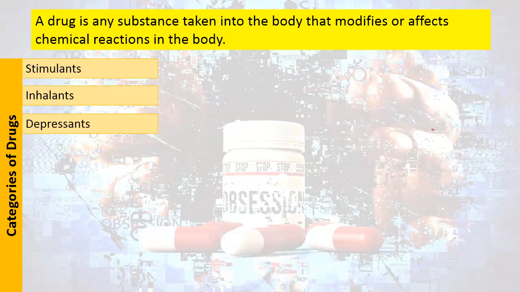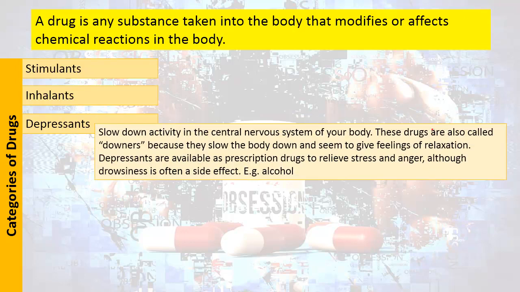A third category is depressants. Again, as the name suggests, these slow down the activity of the central nervous system. So they actually give you a feeling of relaxation. The opposite of uppers, stimulants, which give you a sense of energy. These are called downers. They slow the body down. A common example of this is alcohol. And that's why very often people say that whenever they drink alcohol, that relaxes them, gives them a relaxed kind of feeling.